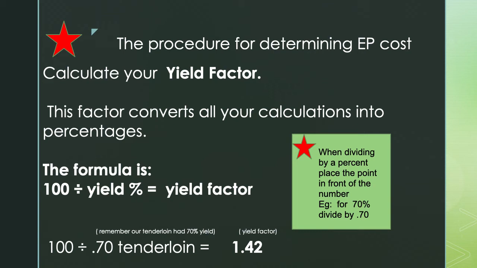And that's really important. And by the way, if you look at the little star on the right hand side, you'll see that when you're dividing by a percentage, you place the point in front of the number. So if it's 70%, you're going to divide by 0.70. If it's 80%, you're going to divide by 0.80. Remember that little percentage sign really means 100. So it means a 70th part of 100. That's what 70% is. So you just move the point 2 places to the left, and that becomes 0.70. Anyway, my yield factor is 1.42 in this case.